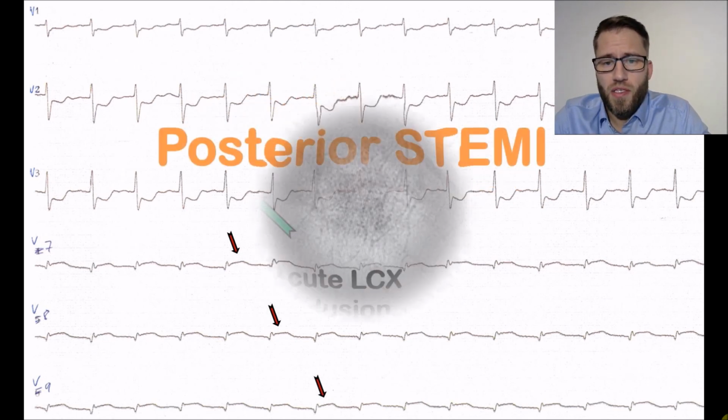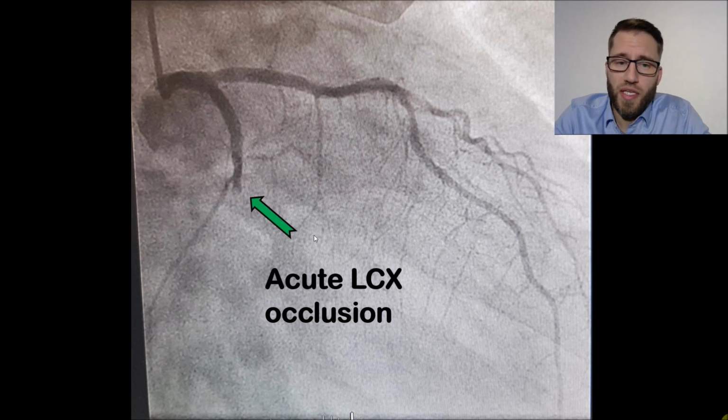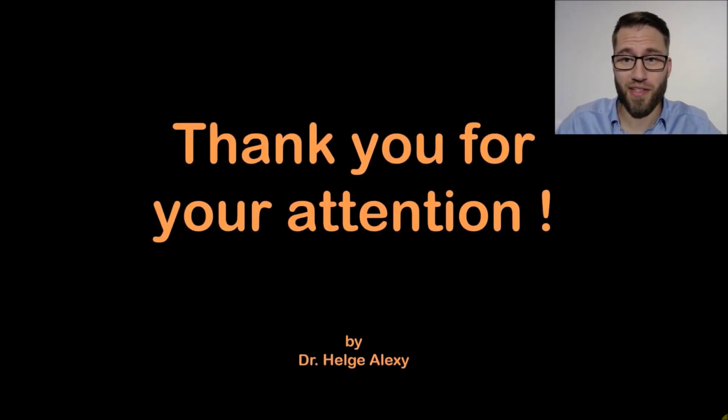And this is what we found in this patient. We found an acute LCX occlusion here. And this is exactly what I was talking about. The posterior part of the left ventricle is normally not displayed in our normal 12-lead ECG. Always think about, if you have this pattern, to place some more leads V7, V8 and V9. So this brings us to the end of the current video and the first part of the STEMI pearls.